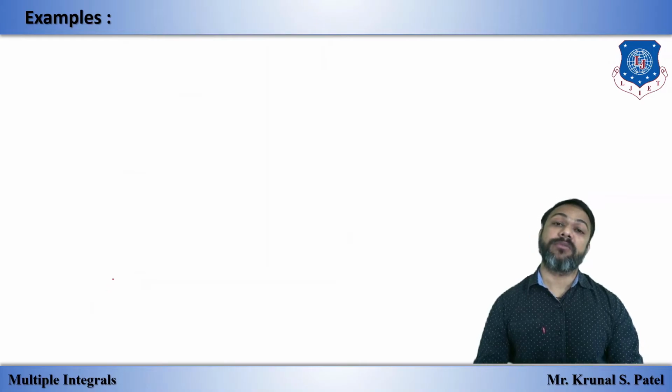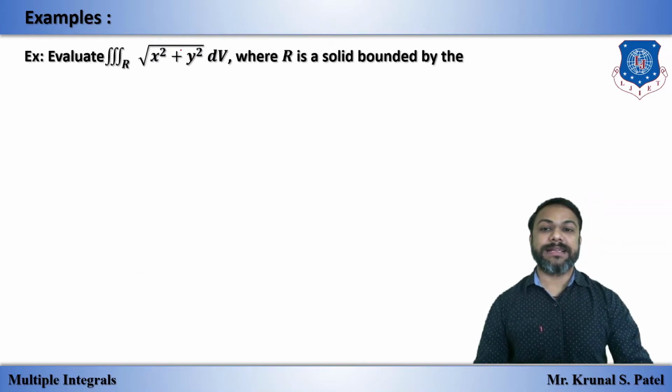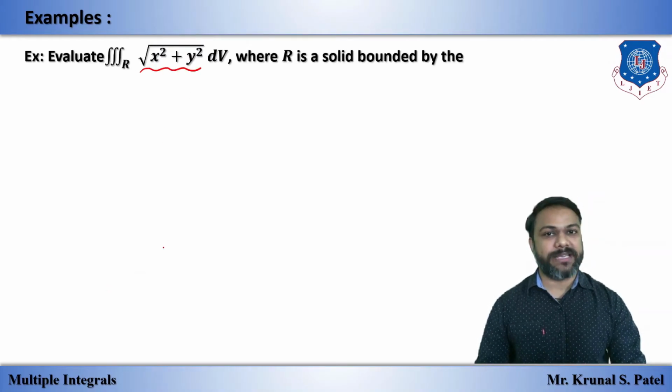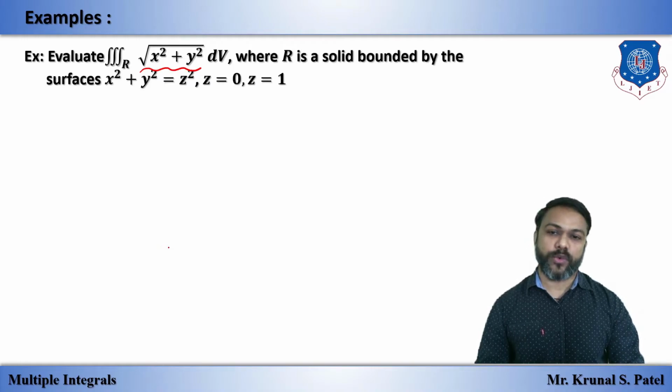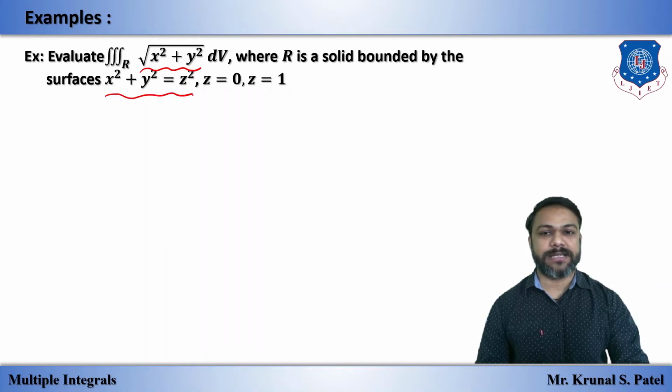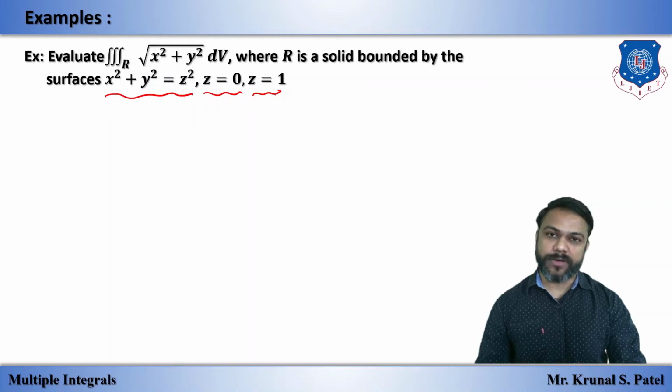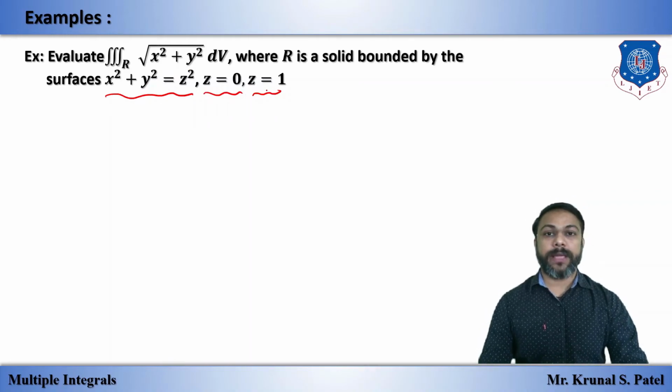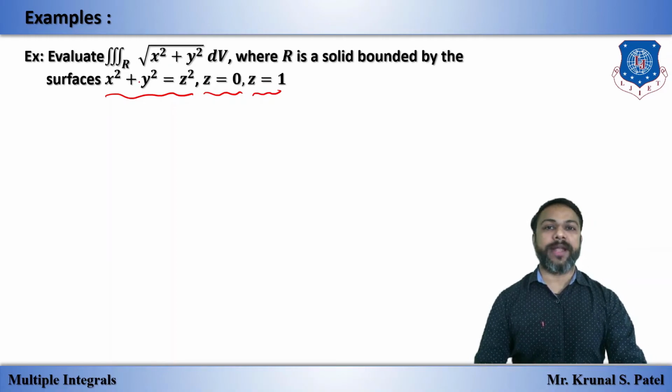But now we have one more example, and in this example the Cartesian coordinate system is given, and we have to convert this into cylindrical coordinates. The solid is bounded by the surface this and this: z is equal to 0, z is equal to 1, as we have discussed. Two planes along the z axis, and this is the cone. So, solution, we will convert this.